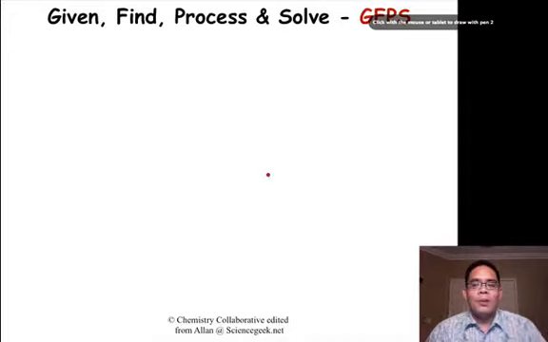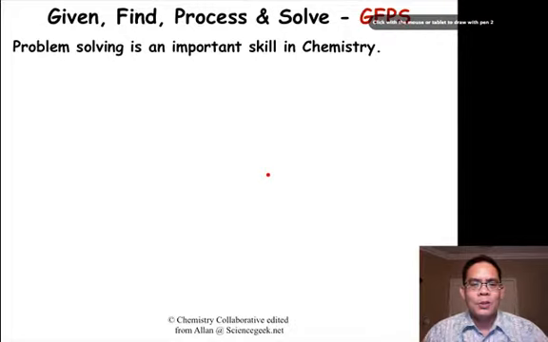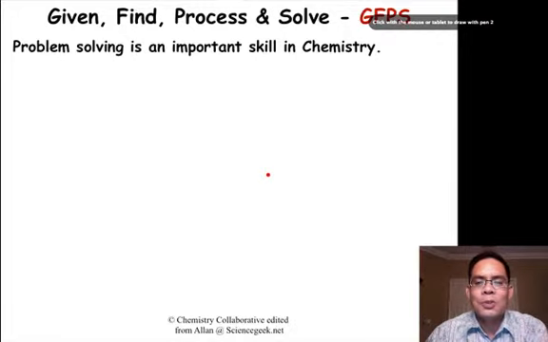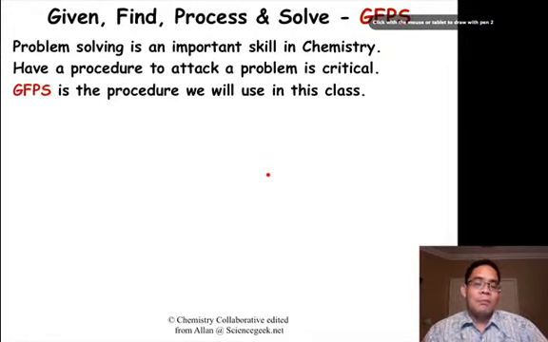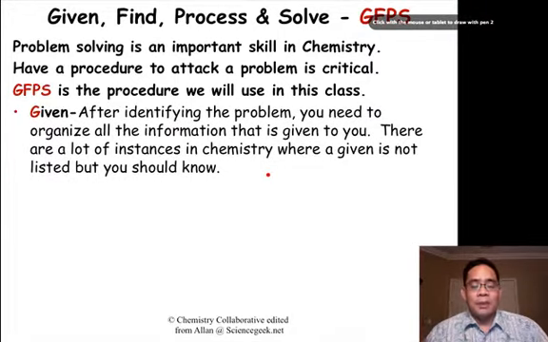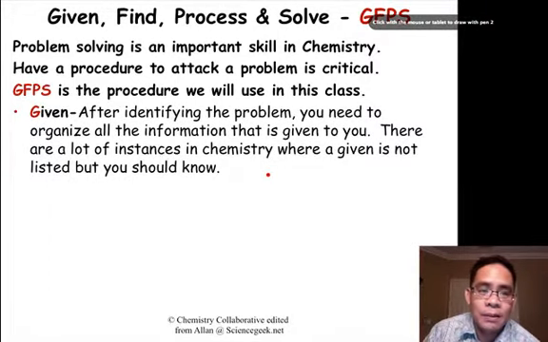So one of the first things I want to talk about is whenever you solve a problem, you want to go through a particular procedure when solving the problem. And given, find, process, and solve is the procedure I want to give you. And what does this mean? So problem solving, of course, is an important skill in chemistry. And if you don't have good procedures, it can make it difficult for you to attack a problem. So the first thing you always do in solving a problem is look at the given. So G means given.